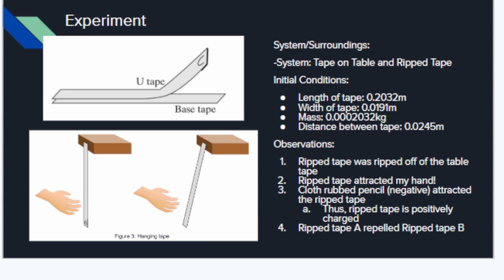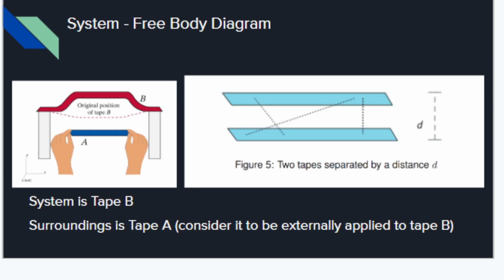Ripped tape A also repelled ripped tape B, meaning that whenever we repeated the experiment twice, the result was the same both ways, because the only way that they could repel each other is if they were of like charge. And then here's a free body diagram of what we put together.